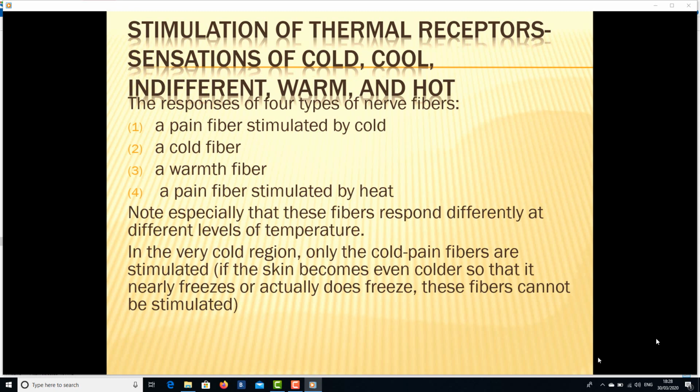In the very cold region, only the cold pain fibers are stimulated. If the body nearly freezes or actually freezes, these fibers cannot be stimulated.